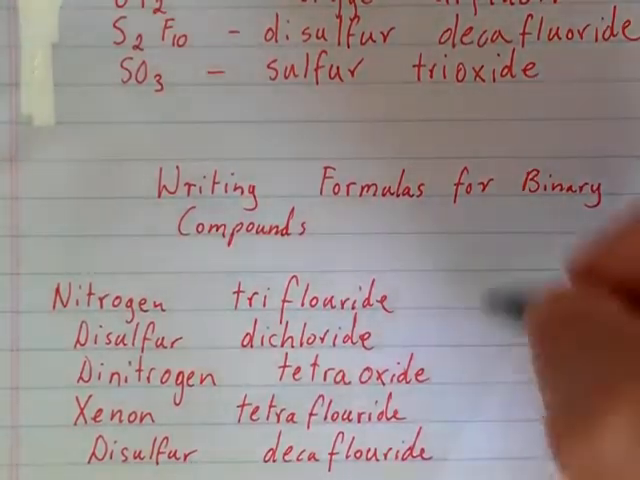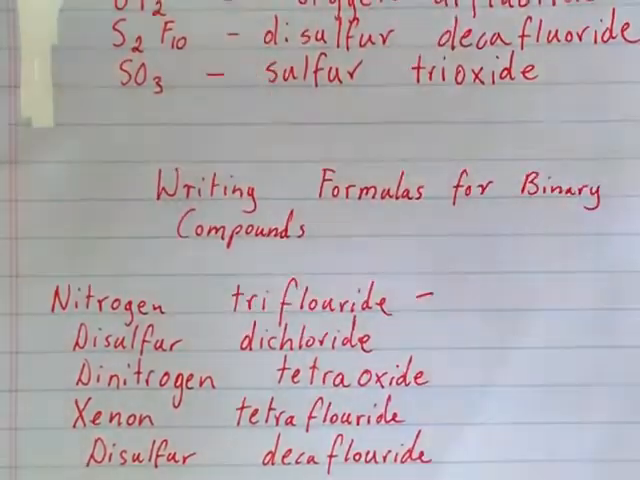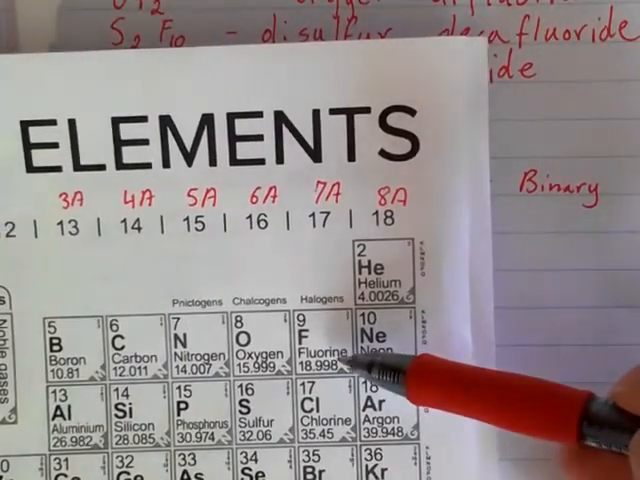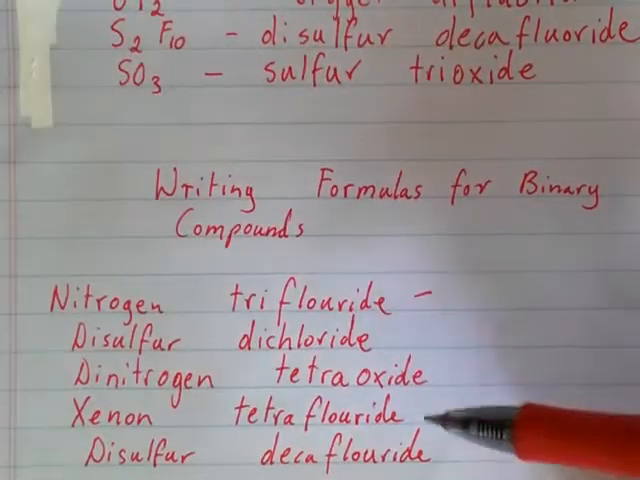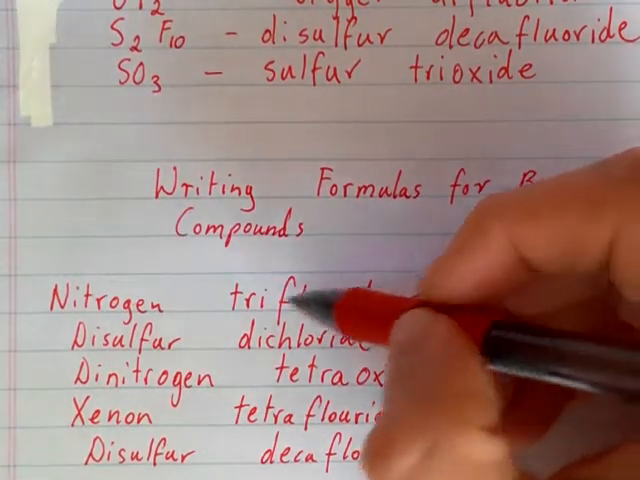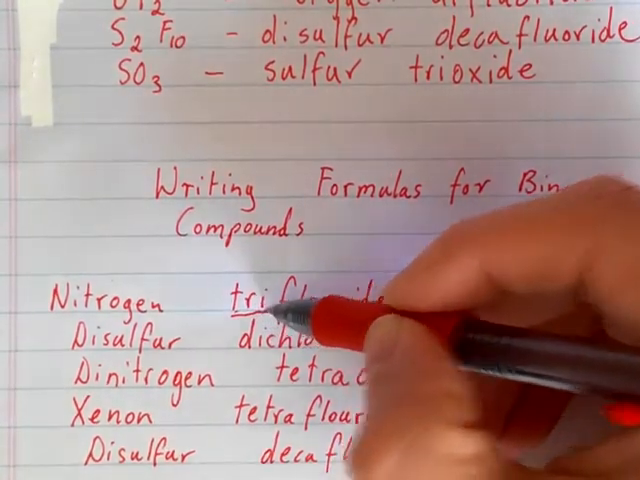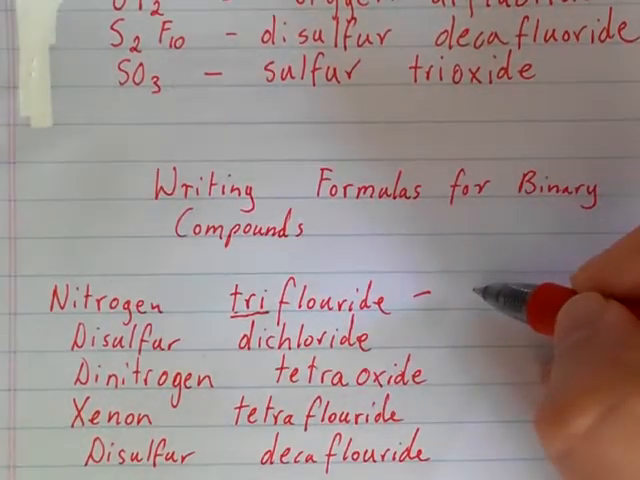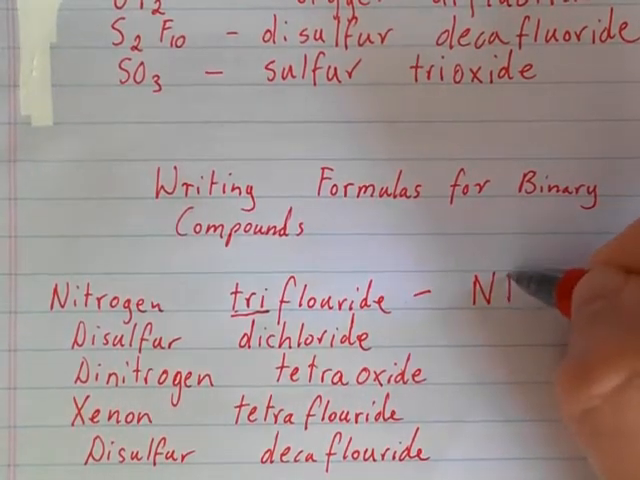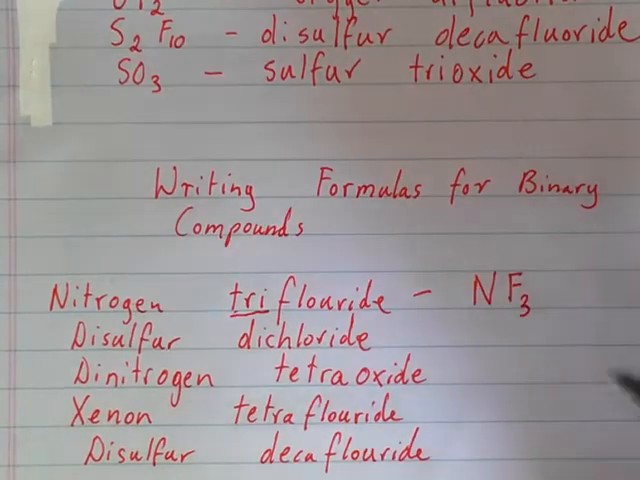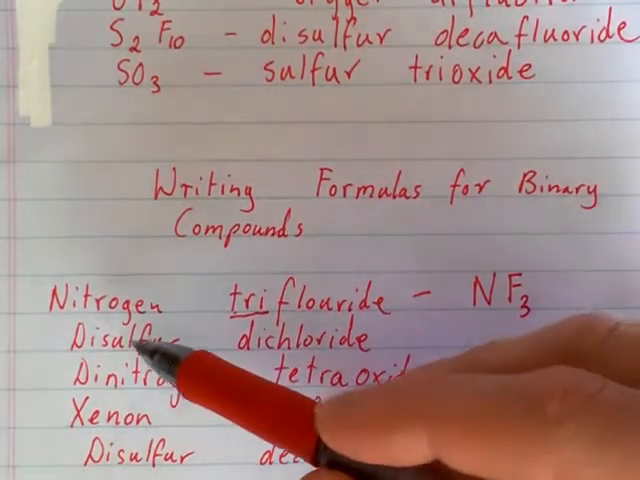Okay, so the first one is nitrogen trifluoride. So nitrogen, what's the symbol for nitrogen? The symbol for nitrogen is N. And then fluoride is fluorine, so the symbol is F. And since there's no prefix here, it's just 1 nitrogen. And then trifluoride. So the prefix tri means 3. So we have 3 fluorines and 1 nitrogen. So nitrogen is N, and we have F for fluorine. And how many fluorides we have? 3. So it's NF3.